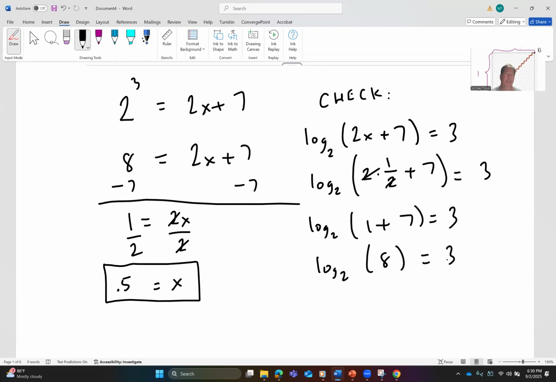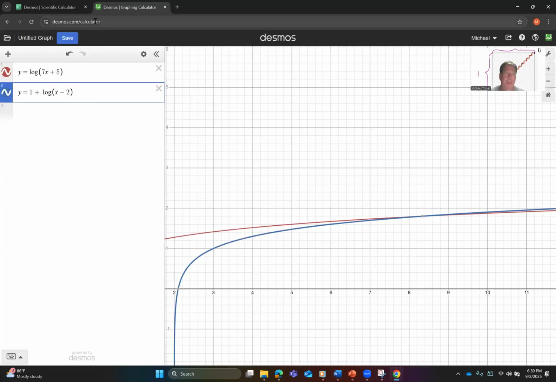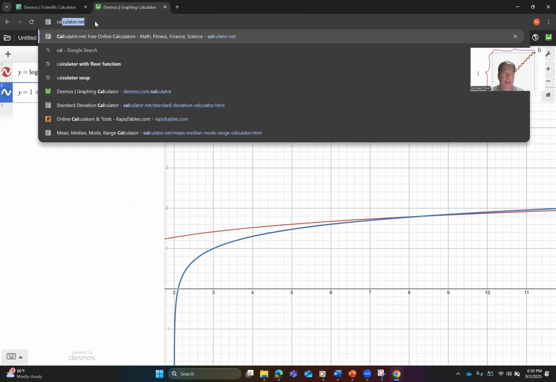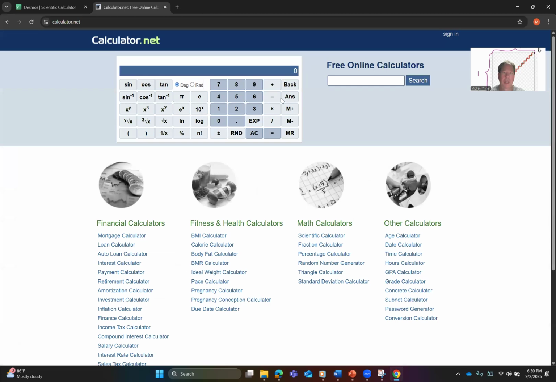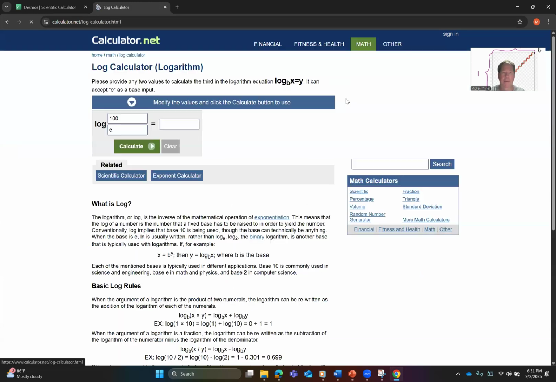Now there's actually a neat log calculator online. So let's go to that log calculator. It's at calculator.net. There are all kinds of online calculators listed here at the bottom. We've got financial calculators, fitness and health calculators, math calculators, and other calculators. So we want a calculator that does logarithms. Let's type in log, and here up comes the log calculator.